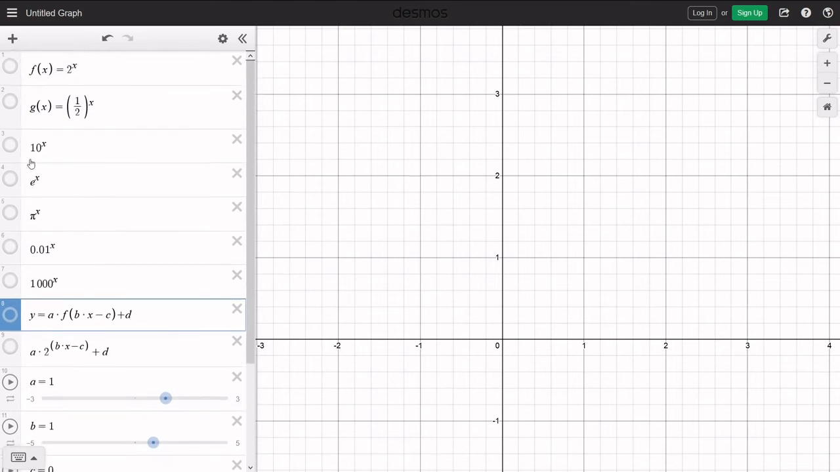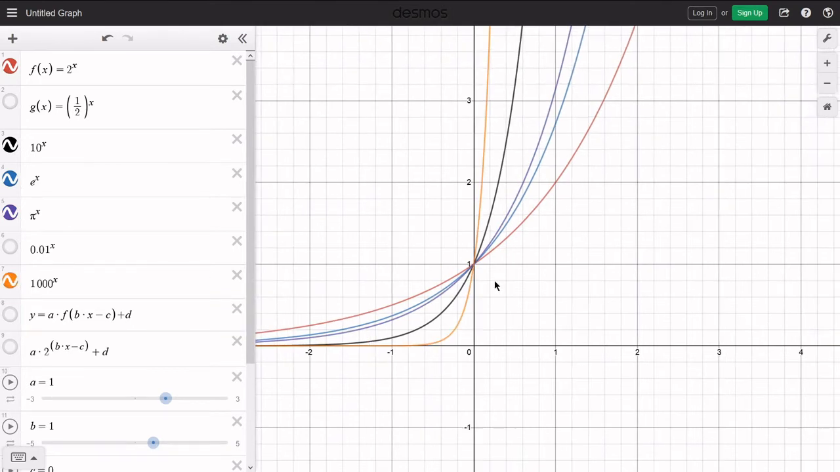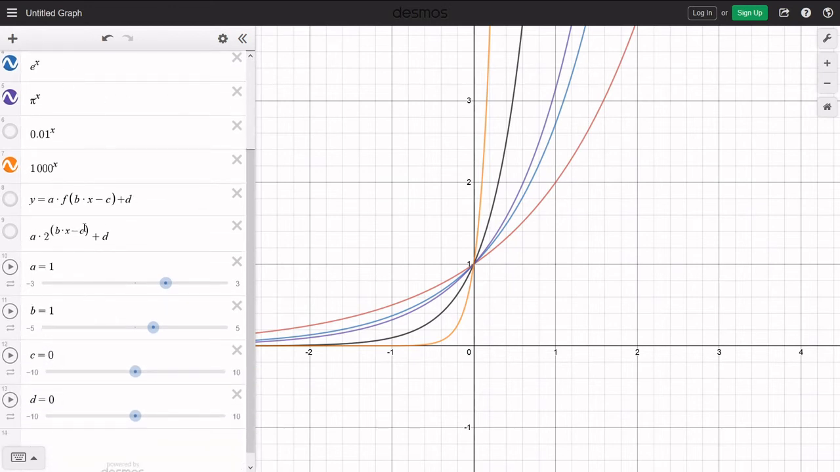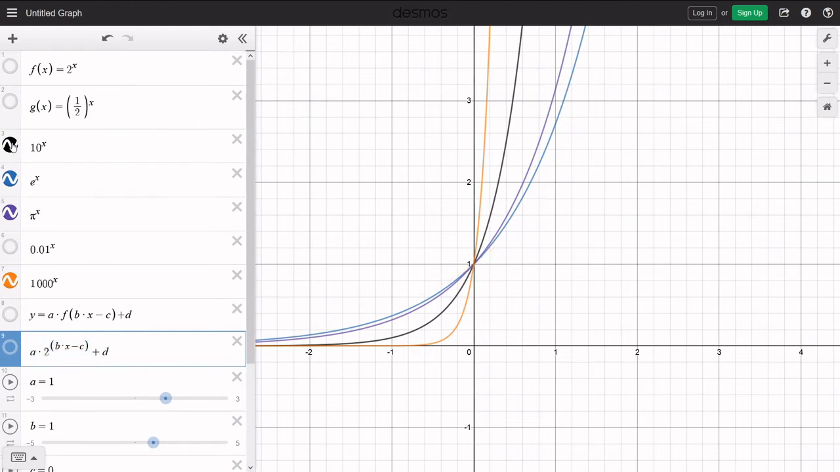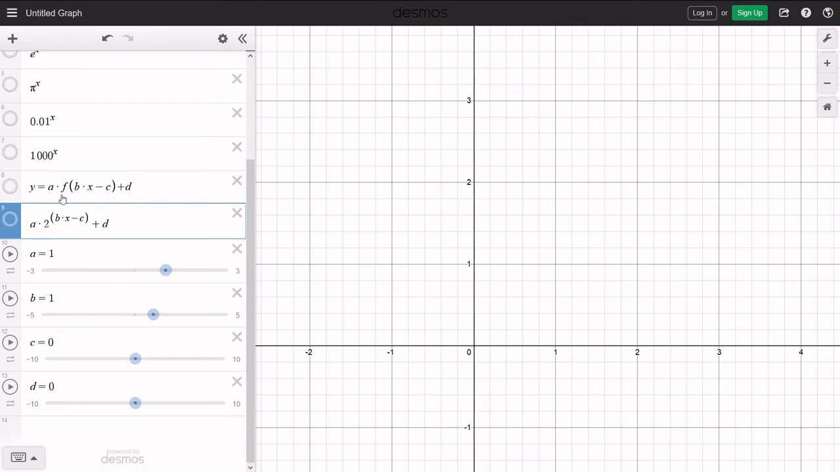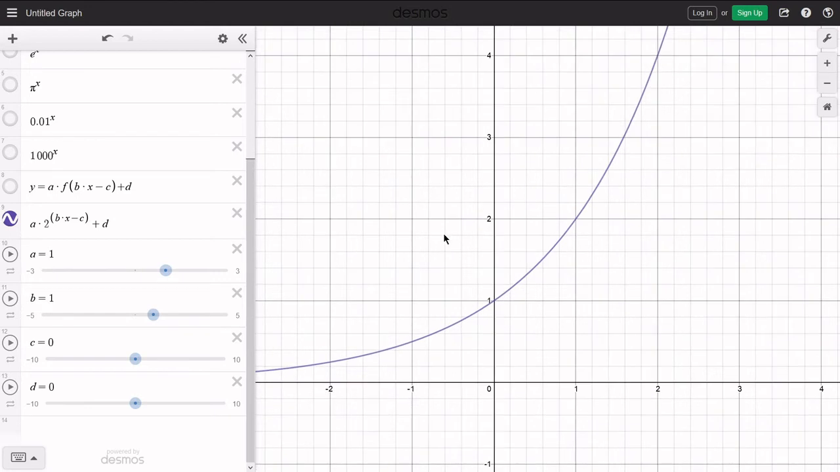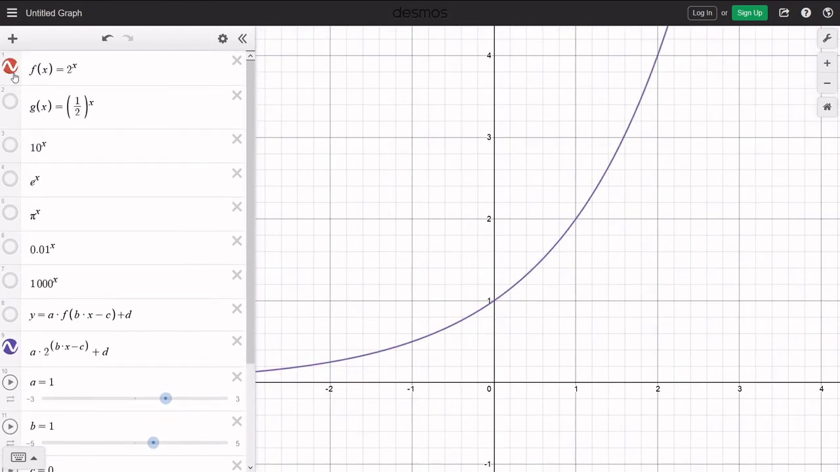Because I showed you that each base here results in a different type of function, it's the same behavior, but a different function. The base is important. I'm choosing to show you the function transformations using base 2, just because I think it looks nicer. But all of these have similar behavior, but they are different. Just keep that in mind when you're working with exponential functions. So this is our basic function. It's just the same thing as 2 to the power of x. They both are fitting on that one line.